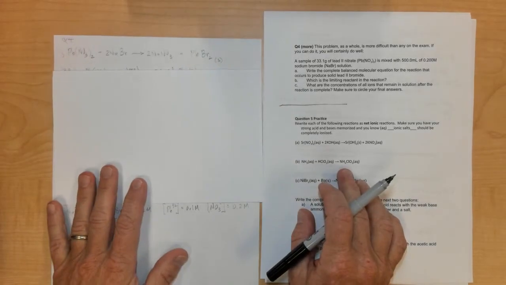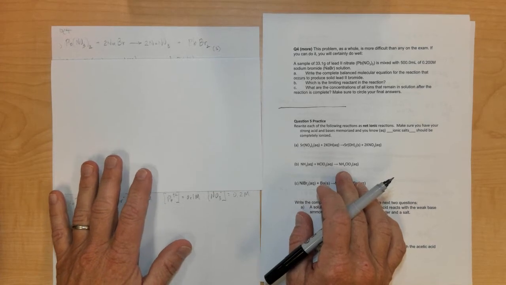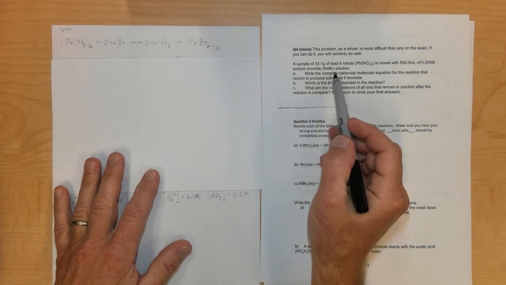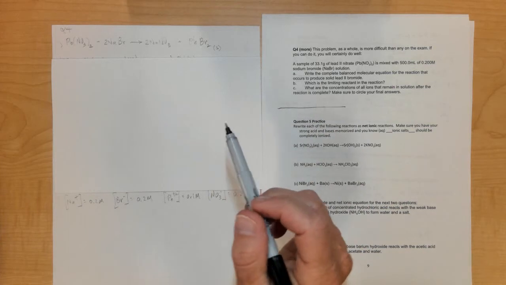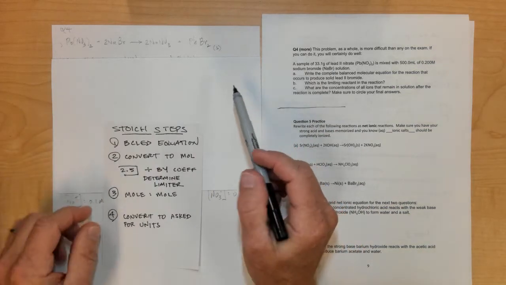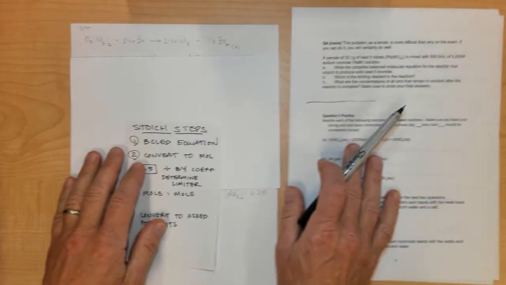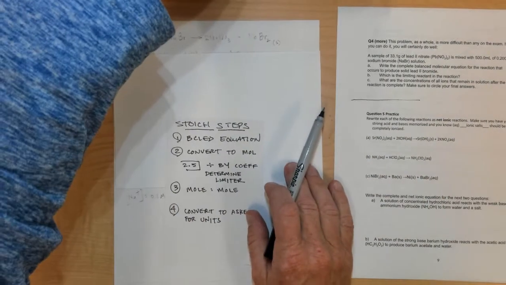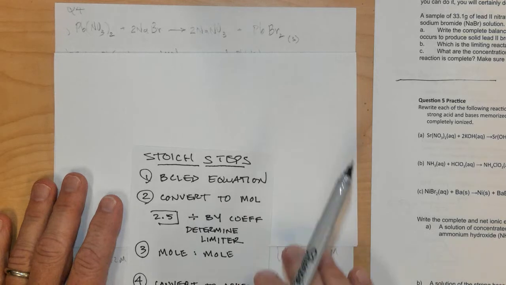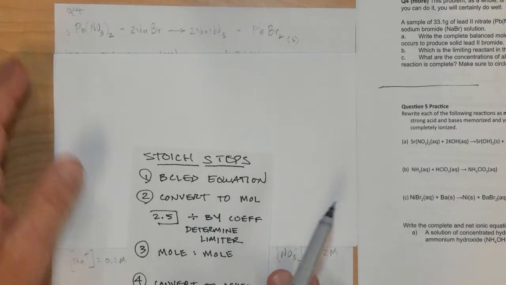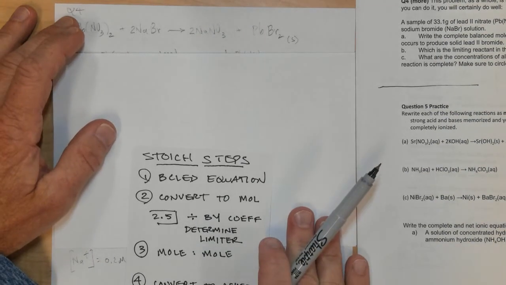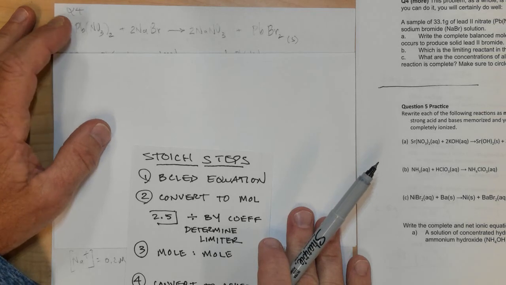So it says that lead 2 nitrate is mixed with sodium bromide, and so step number 1 is to write the balanced chemical equation. So here's the balanced chemical equation of those taking place. I'm going to zoom in on it just a little bit more and move the problem, because you can always look up the problem on your own paper. And then it says letter B, which is the limiting reactant.